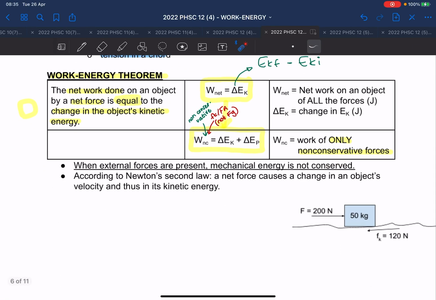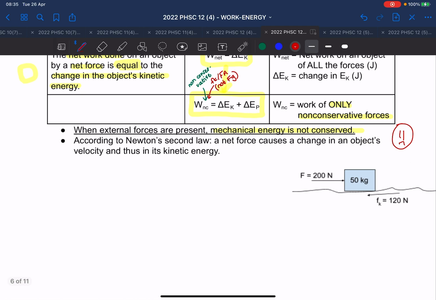Okay, so it says at the bottom, when external forces are present, mechanical energy is not conserved. So you will see when they say there's friction or applied force, I will make a frowny face and say, oh, we can't use the easy law of conservation of mechanical energy. We have to use this one. Okay, and then I just explain it again. When there's a net force, the object changes velocity.